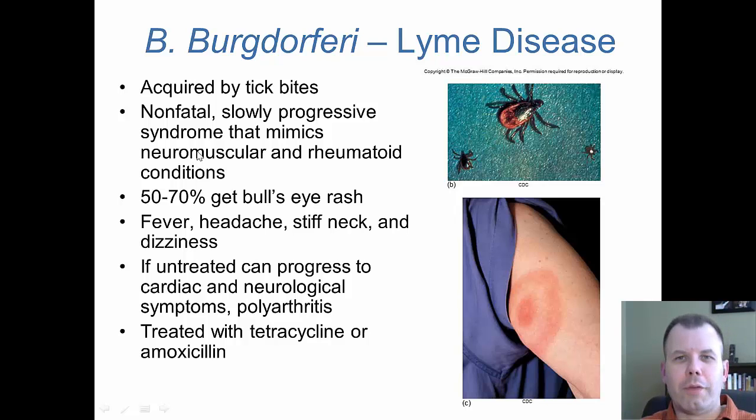It's typically non-fatal. Not many people die from Lyme disease, but it's a slowly progressive syndrome that mimics neuromuscular and rheumatoid arthritis conditions. About 50 to 70% get this bullseye rash. So if you see this rash anywhere on your body, that means you've been bit by this tick and you have the Borrelia burgdorferi infection going on in you. So that is a telltale sign. If you see that, hey, I've got this rash, you need to go to the doctor. You may also suffer from fever, headache, stiff neck, and dizziness associated with this. And again, untreated, it can progress into cardiac and neurological symptoms.